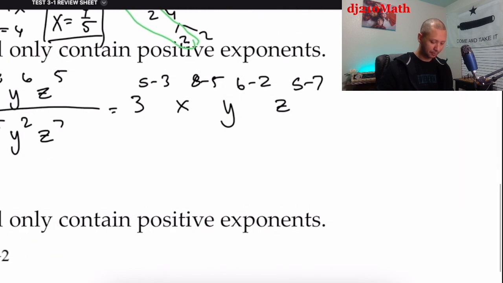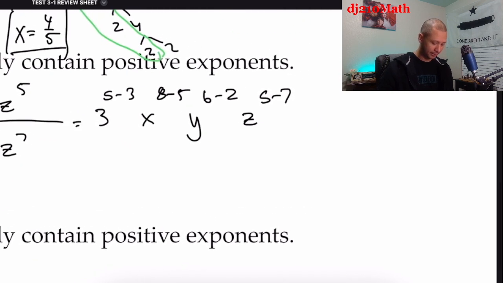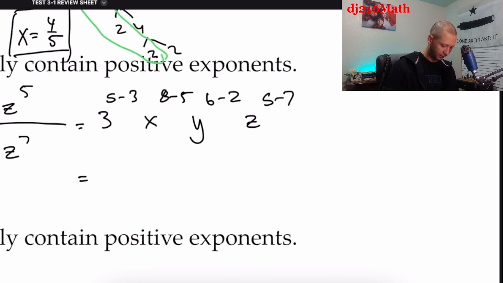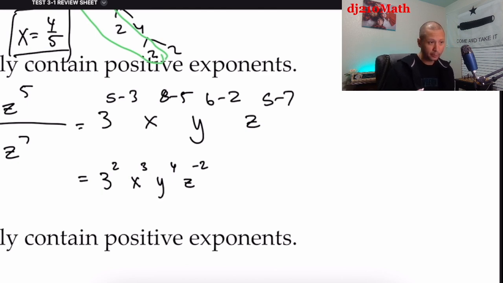So everything's going to stay in the top unless it's negative at this point. So let's see, this is going to be 3. 5 minus 3 is 2, X. 8 minus 5 is 3, Y. 6 minus 2 is 4, Z. All right, see, here we go. 5 minus 7 is going to be negative 2. So notice, everything is up top still. Everything's in the numerator. The only thing we have to move is the Z. So 3 squared is 9, X cubed, y to the 4th, all over Z squared.